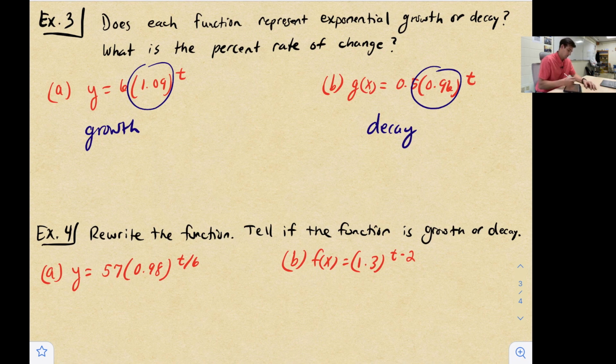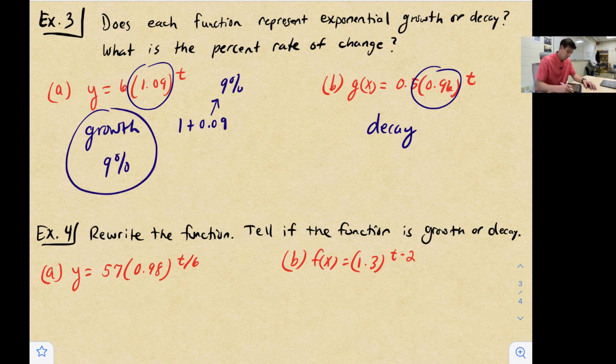So here we have 1.09. So what did we add to 1? This was 1 plus 0.09. So right here, this is our rate of change, our percent rate of change, but it's as a decimal. So when we write it as a percent, we want to write that as an actual percentage. So this is growth, and it is 9% growth. And for example B, we saw this was decay because what did we subtract from 1? 1 minus what gave us 0.96, right? Well, that would be 0.04, right? So we subtracted 0.04, we get 0.96. So this is a 4% decay.